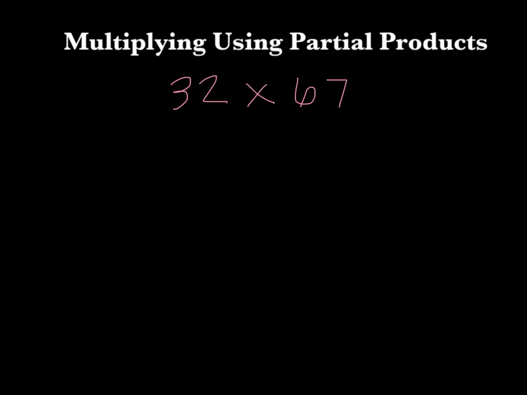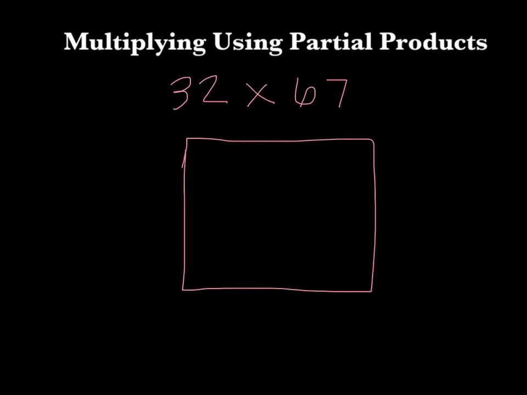Now we're going to do 32 times 67. So I'm going to draw a box, a rectangle, and I'm going to split it 30 plus 2, 60 plus 7.